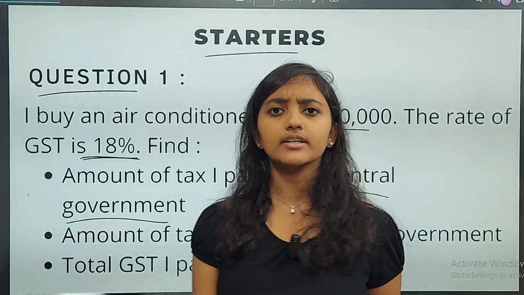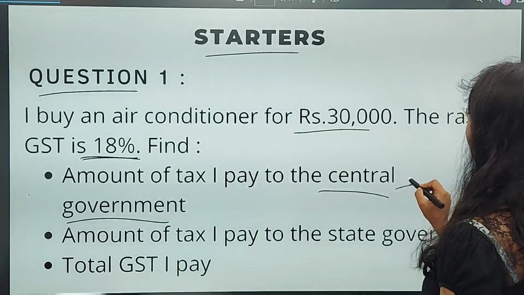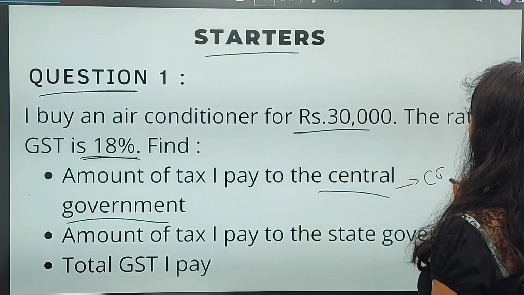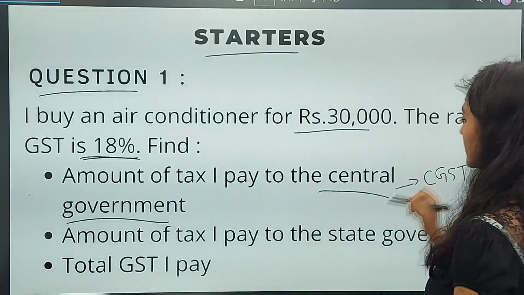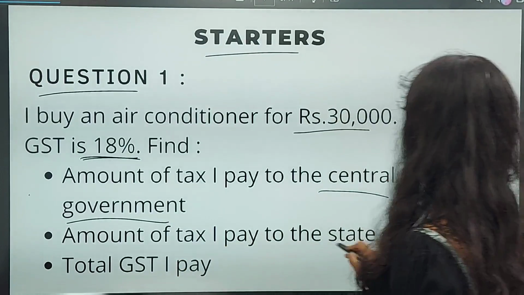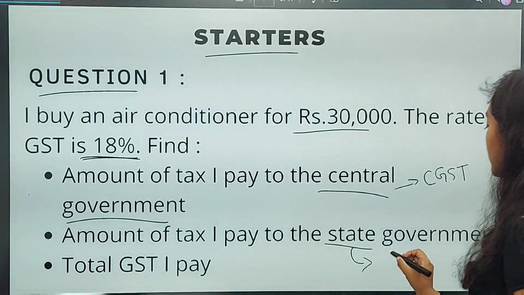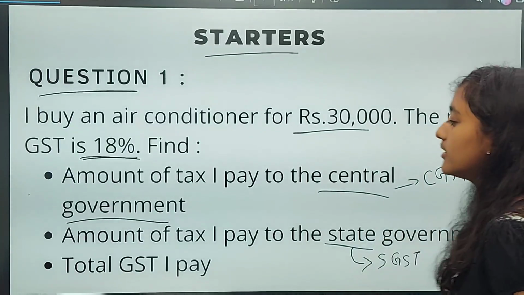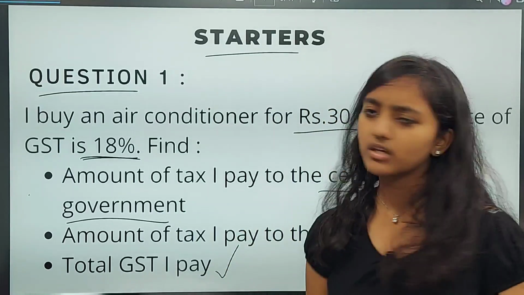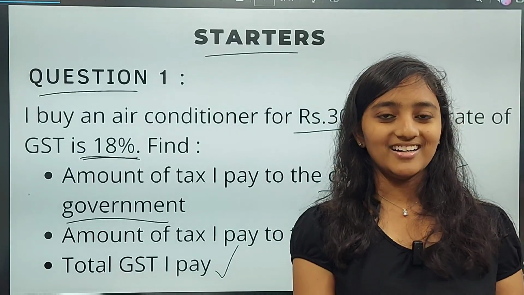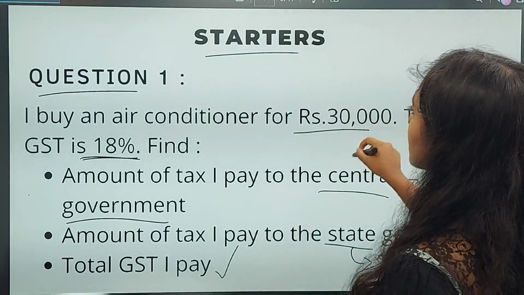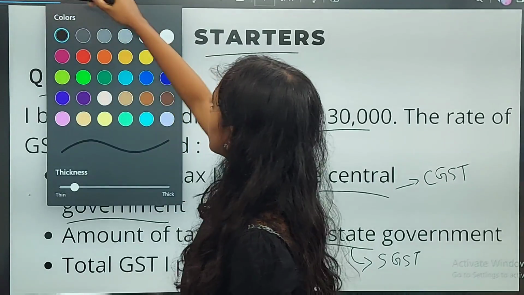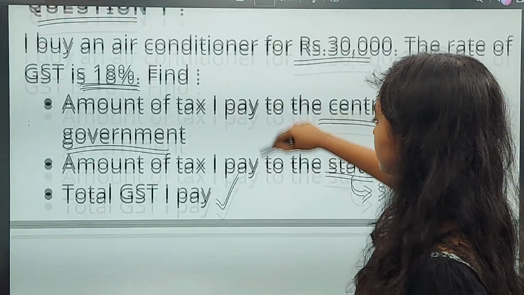You must have read this somewhere. This is nothing but your CGST. Amount of tax I pay to the state government. This is nothing but your SGST. Total tax I pay. Total tax I pay is the sum of them. Okay, so let us go to the next page.